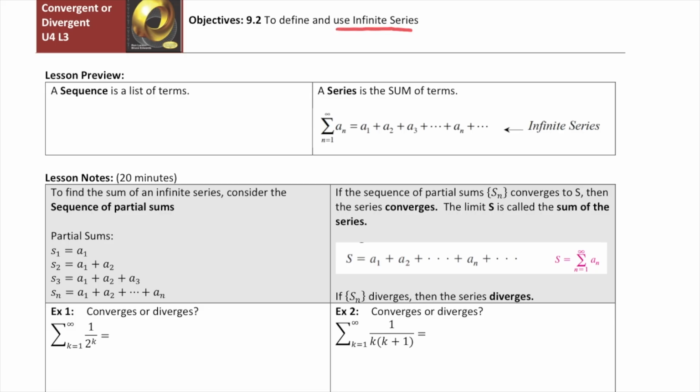Today we are going to define and use infinite series. Last class we worked with sequences, and we know that sequences are a list of terms. We might have A1, A2, A3. So these are your terms, and they will go on as far as you need them to.